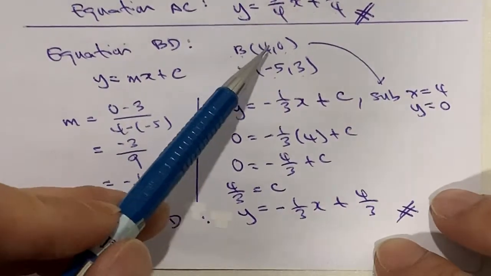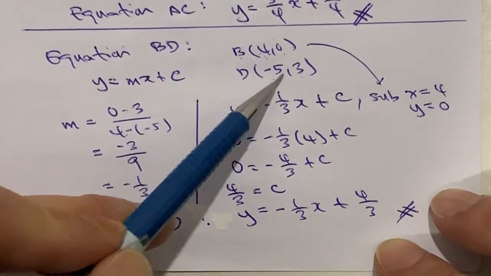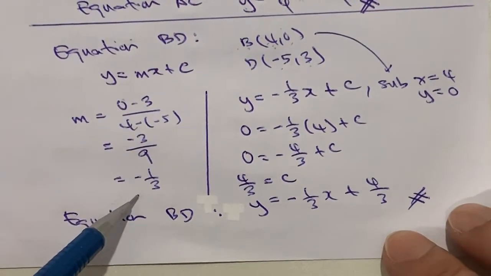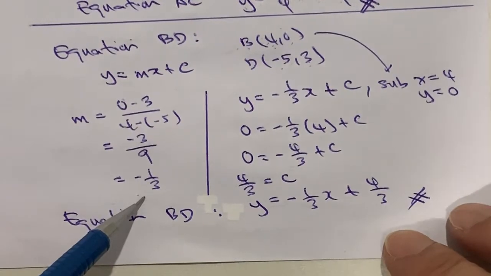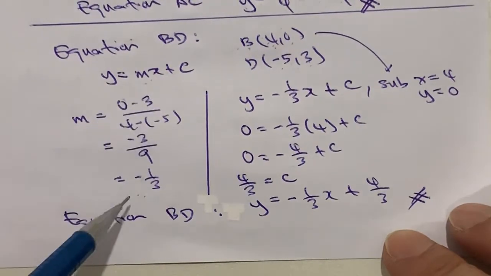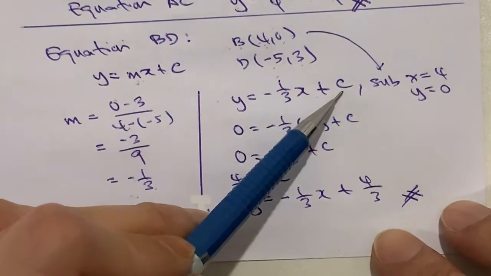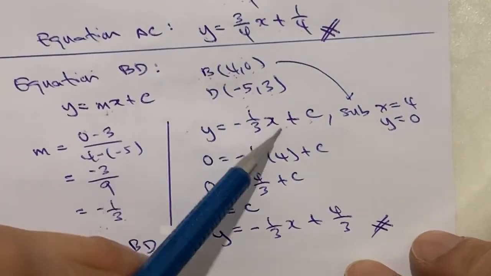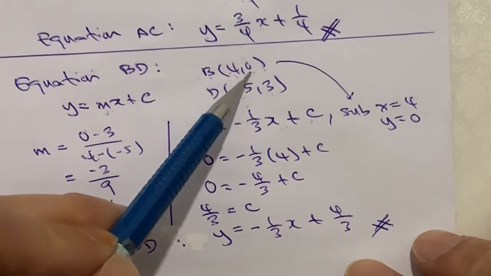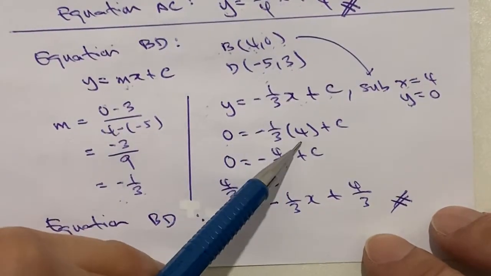So given these again, I can find the gradient of BD. I have 0 minus 3 over 4 minus negative 5. This will give a value of negative 1/3. Again, c is not given on the diagram. So I'm going to update y equals mx plus c, replacing m by negative 1/3, so it becomes y equals negative 1/3 x plus c. I'm choosing one of the coordinates of B again, x equals 4, y equals 0.